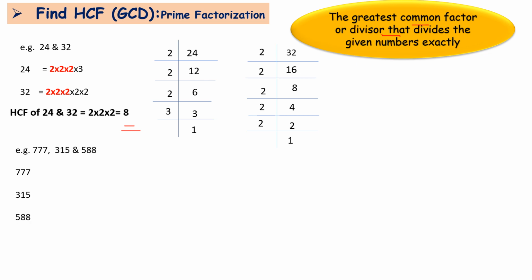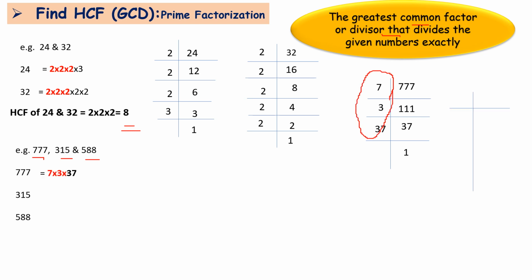Let's have another example. Here we have three numbers, 777, 315, 588. So we'll start with 777. Now for HCF and LCM, you should be thorough with your tables. So 7 times 111 and then 3 times 37. 37 is a prime number, so 37 times 1. So now these are the factors of 777. So we'll note down here.